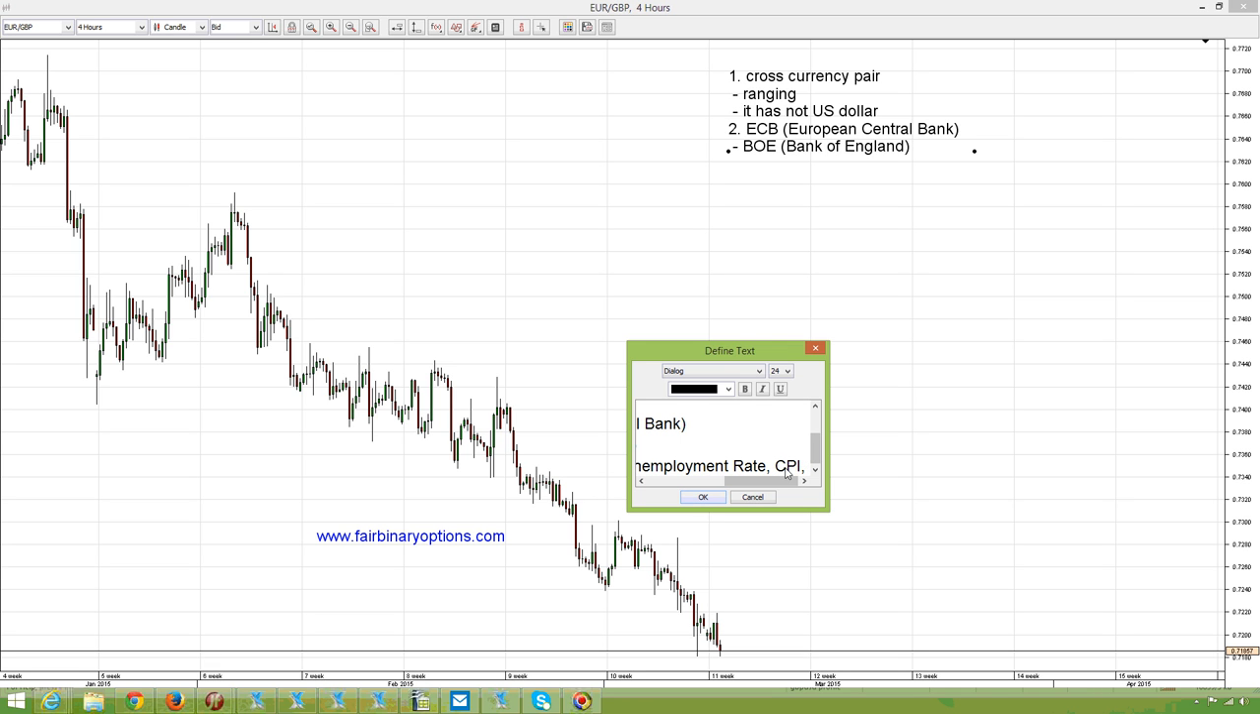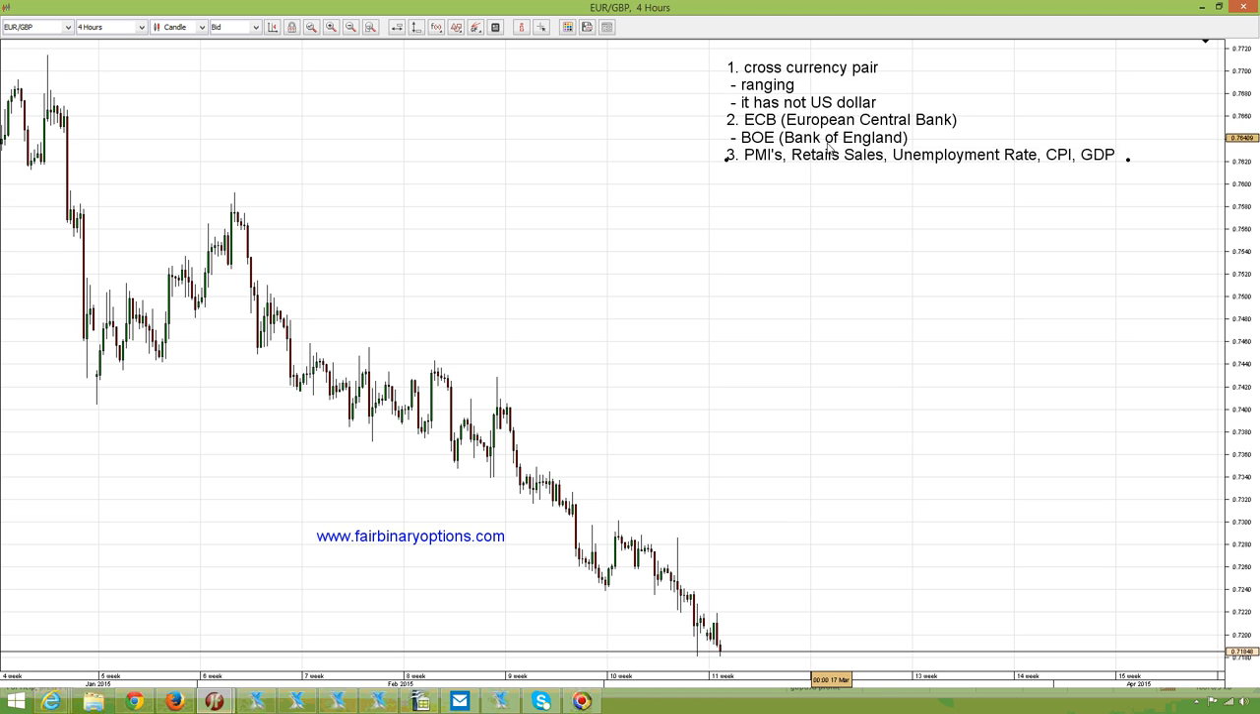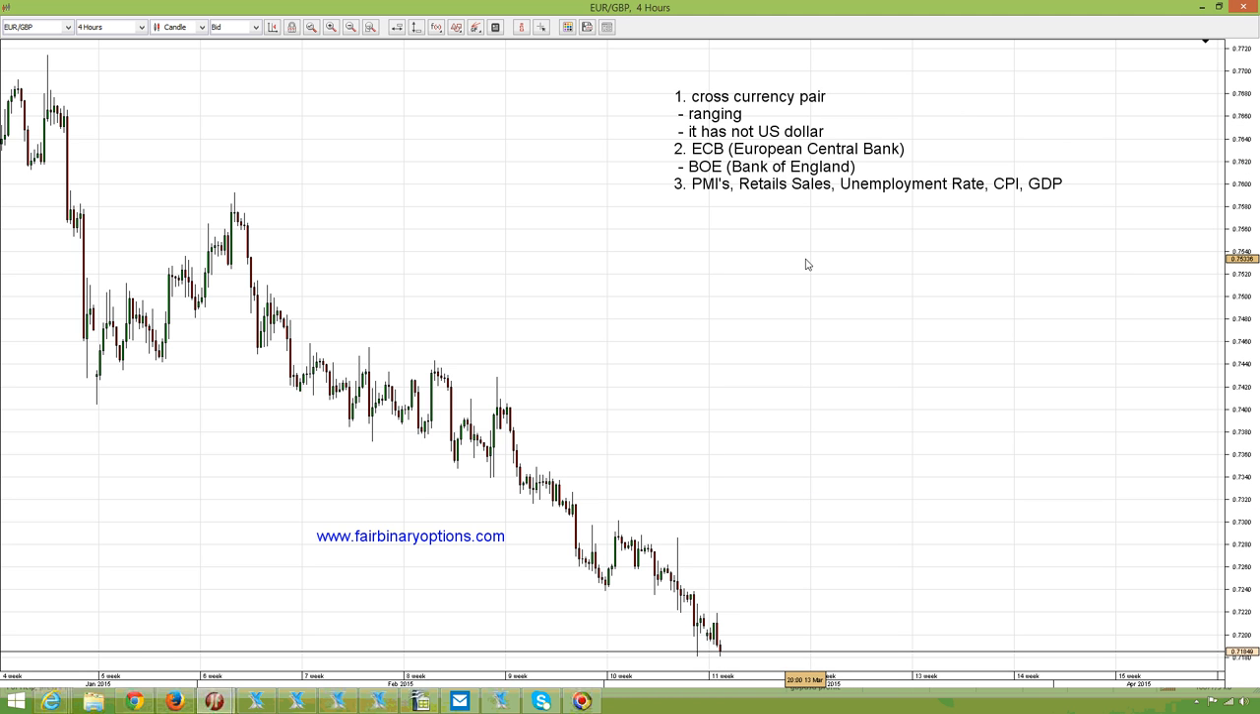Higher inflation brings as a consequence higher interest rates. Lower inflation, or the lack of inflation, brings as a consequence again lower interest rates. So unemployment rate, CPI, higher inflation, higher rates, lower inflation, lower rates, and this is what moves markets in general, not only the EURGBP. GDP, or gross domestic product, is the total value of goods and services in an economy.